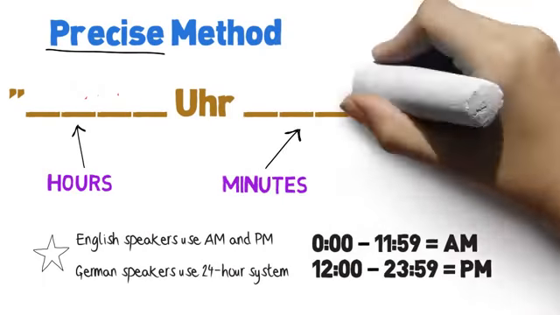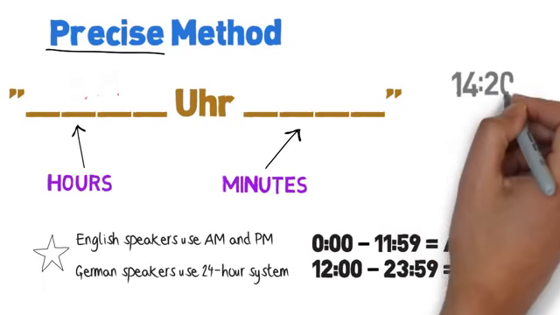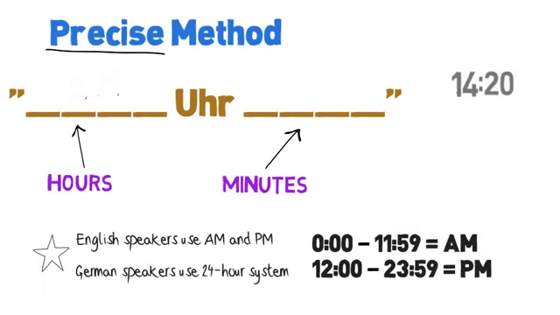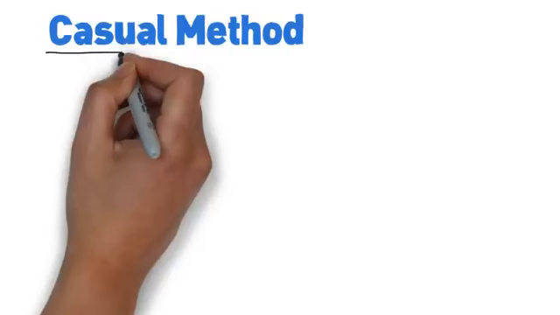Let's look at an example of this. If your digital clock in Germany said 14:20, in other words, 2:20 p.m., then you would again take the numbers for hours and minutes and say 14 Uhr 20. Now keep in mind that this is the precise method. You wouldn't want to turn this into 2 Uhr 20, because that's 2:20 at night, not 2:20 in the afternoon, and if you're being precise, you should get the time exactly right, so there's no confusion.